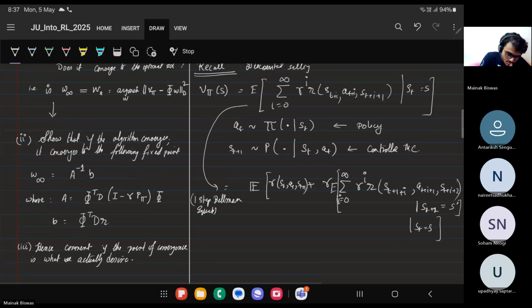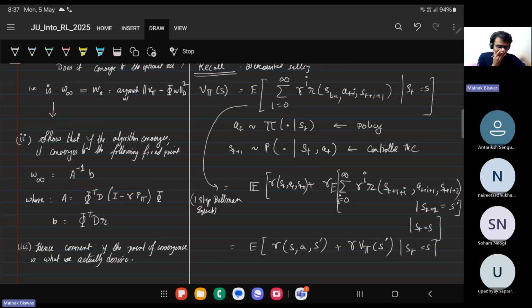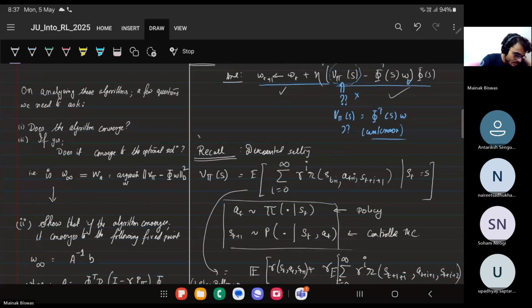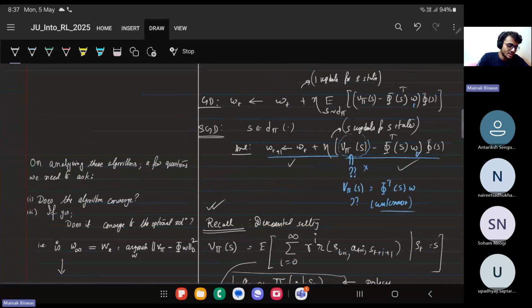So now this becomes the expected value of R(S, A, S dash) plus gamma times V pi of S dash, given St is equal to S, right? We get a recursion. That's all we got, right? A recursion. That is V pi of S. Do you agree? You remember this equation? Yes. So here again, these are the two sampling variables over which expectations have been taken. But now, why did I do this?